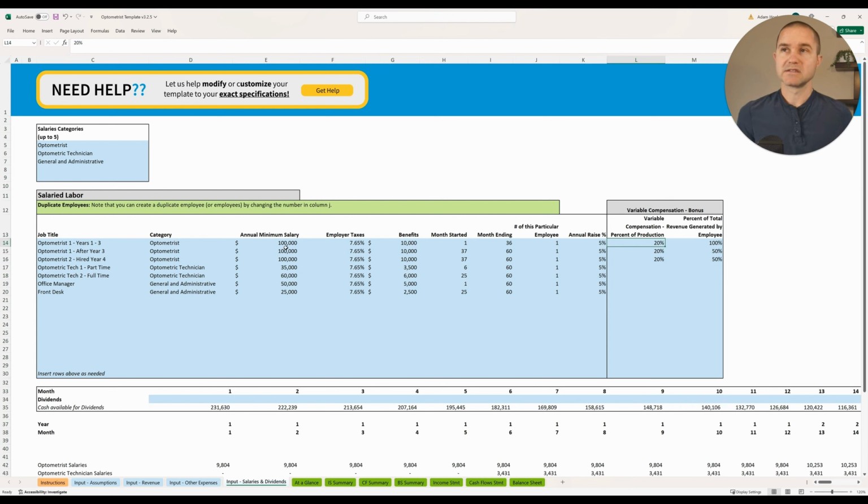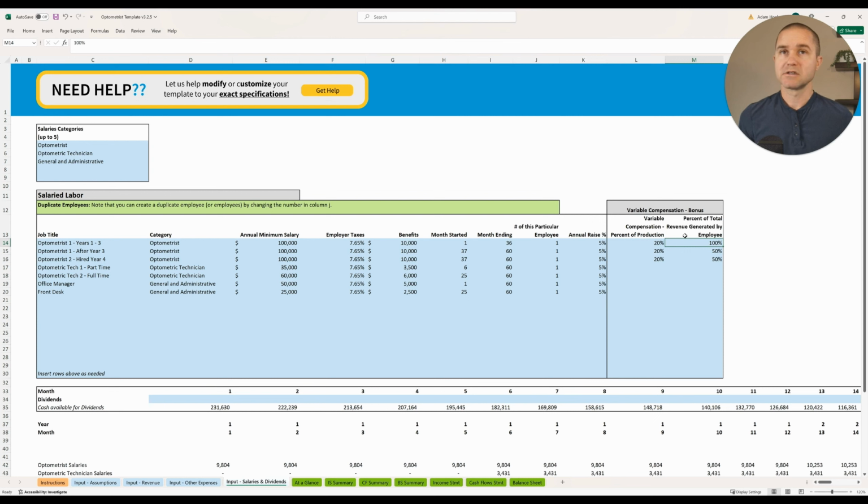And so basically the way this is going to work, because we're going to need to look at this monthly, is that we take the $100,000 salary, divide by 12, and determine how much they should make each month. Once they produce that much each month, then anything produced above and beyond that, they're going to get a 20% commission on. So you also need to put in what percentage of revenue is generated by each optometrist.